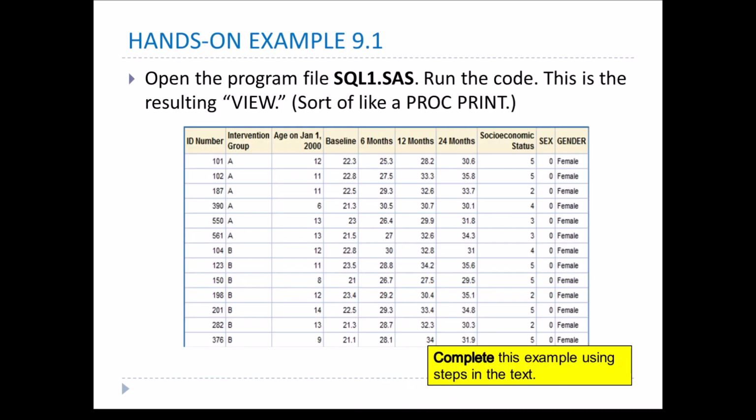Okay, so here's the first hands-on example. If you open up the program file SQL1.SAS and run the code, it's the same code we saw earlier, this is the resulting view. So you'll see it looks a little bit like a proc print, where we have columns of data with headers on the top of the table that has been produced: ID number, intervention group, and so forth, and all of the information. Now this is only part of the table. It's longer than this, but you get the idea.